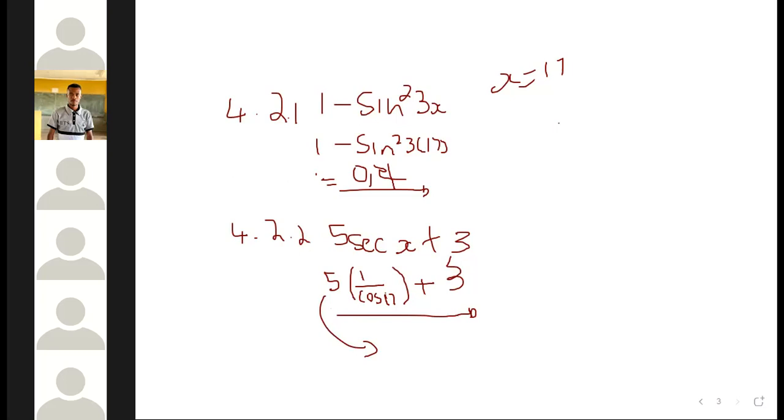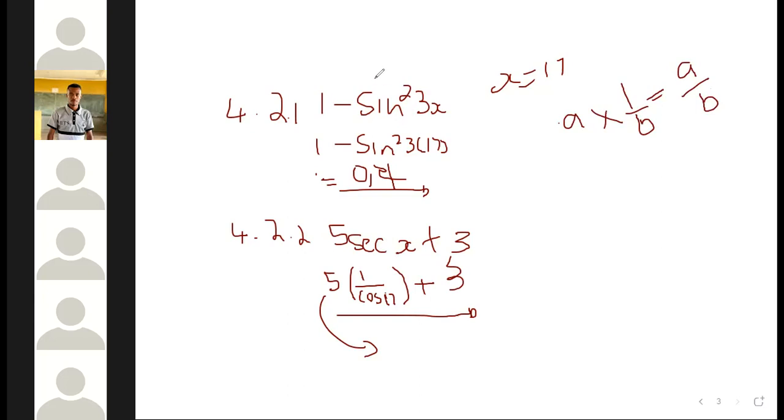Wait, sir, isn't it supposed to be 5 over cos 17? Yes, actually it's the same thing. Remember when you multiplied A times 1 over B, you got A over B. So you can even write it as 5 over cos 17, it's fine.